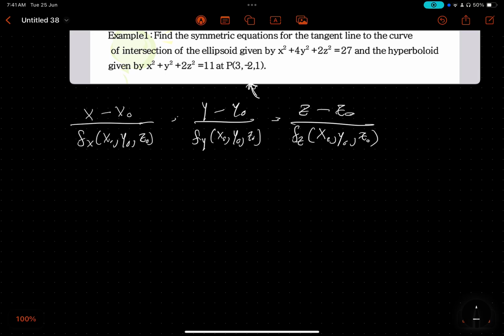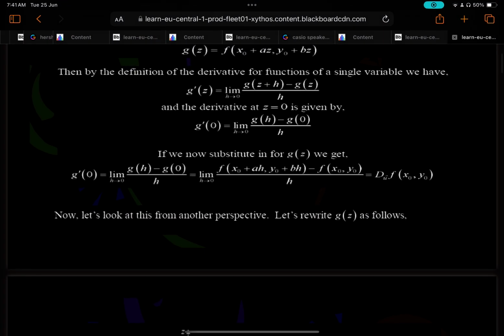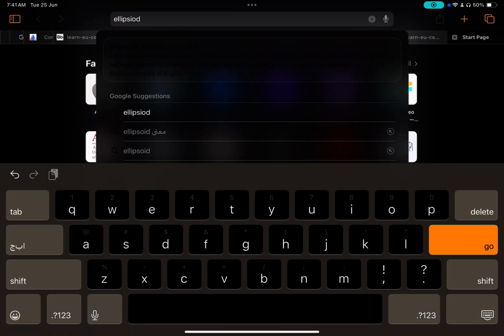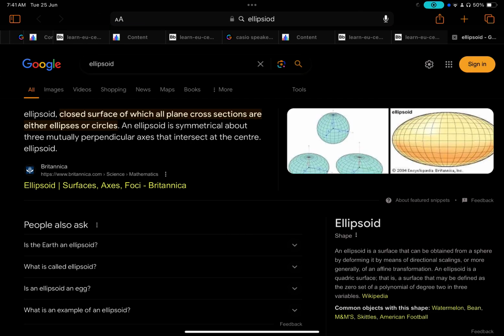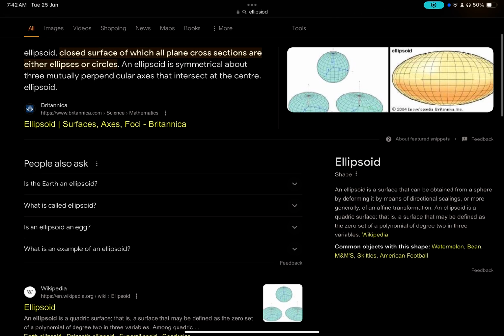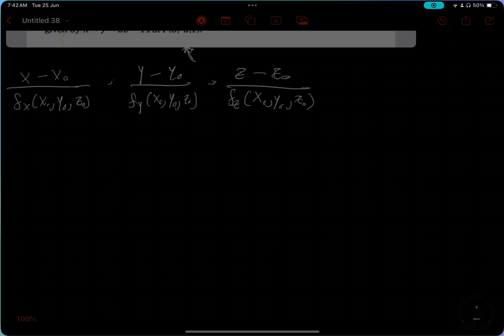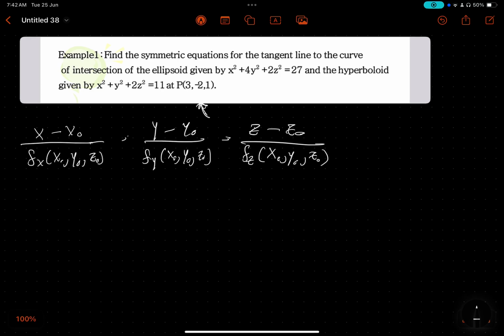An ellipsoid is basically, let me show you an image of an ellipsoid. Try to imagine how this is going to intersect. So this is an ellipsoid. It's like a sphere, but it's not symmetric. It's like the Earth. It's like an ellipse but in 3D, so that's why the name ellipsoid. So this is our ellipsoid if we try to imagine it.